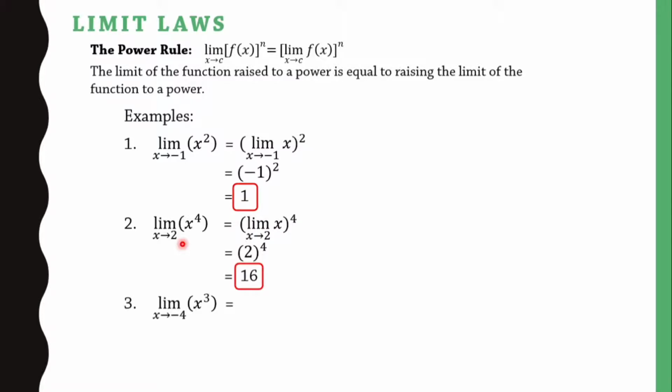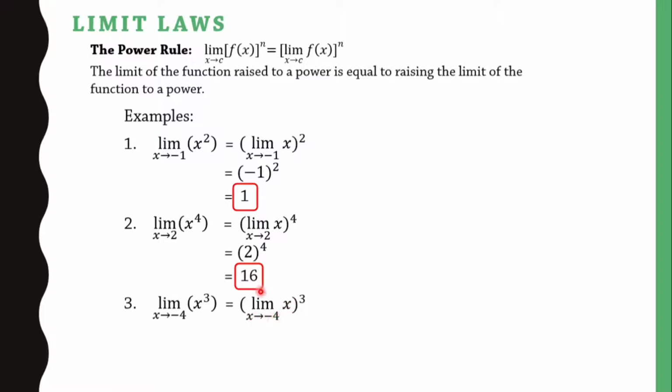For our third example, we have limit of x cubed as x approaches -4. Again, using the power rule first, we take out our exponent and make it as the exponent of the whole limit expression. So that will be limit of x, then take out our exponent 3, as x approaches -4.